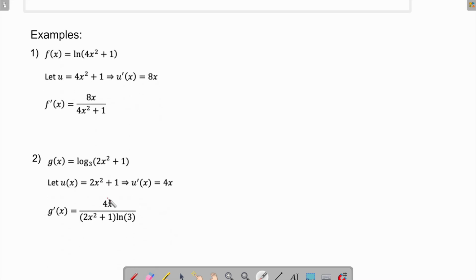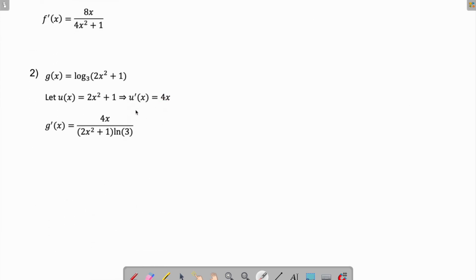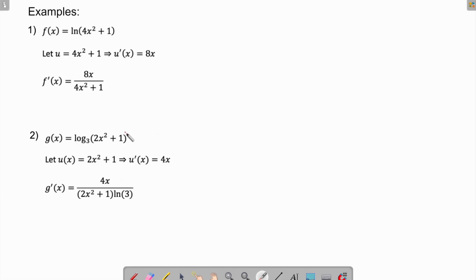Now we'll go into our last example where we don't have a natural log, it's log base 3. Once again, we derive the inside, 2x squared plus 1, the derivative of that is just 4x, bring the 2 down, minus 1, and we get the 4x. And then simply we go back to our formula, derivative of x over x ln of a. So this would be the numerator 4x, over 2x squared plus 1 times ln of 3.